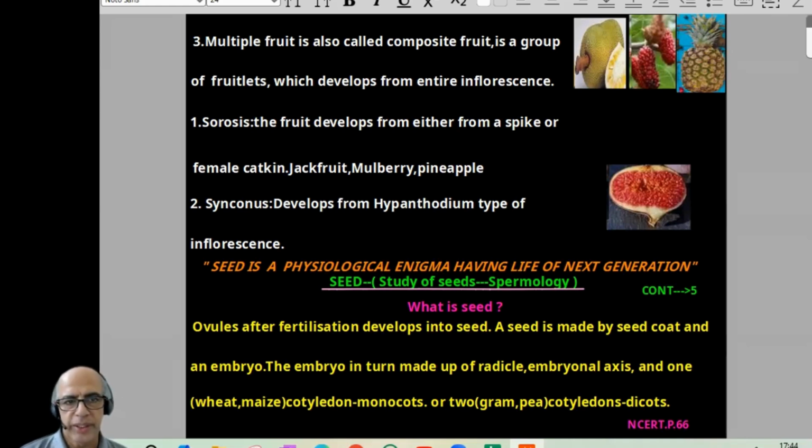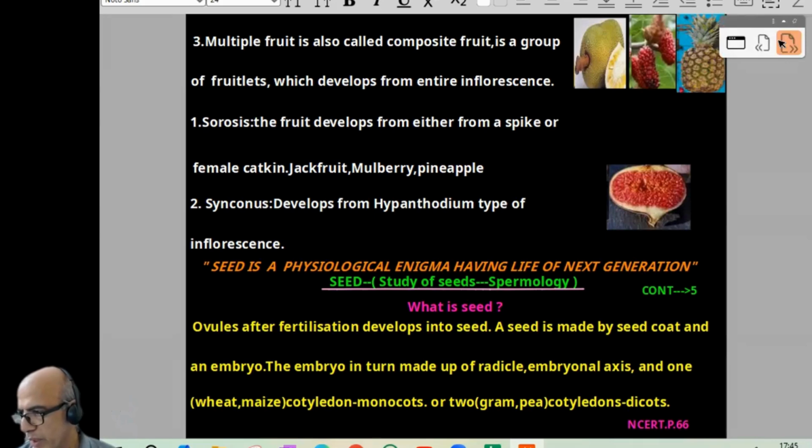Now what is a seed? Ovules after fertilization develop into seed. A seed is made of a seed coat and an embryo. The embryo has a radicle, an embryonal axis and one or two cotyledons. One cotyledon in monocots like wheat and maize, two cotyledons in dicots like gram and pea. I think the idea is clear. We can proceed to the next page.